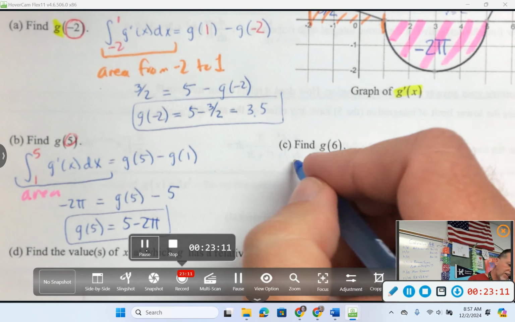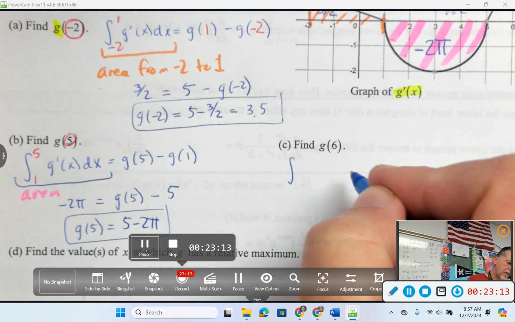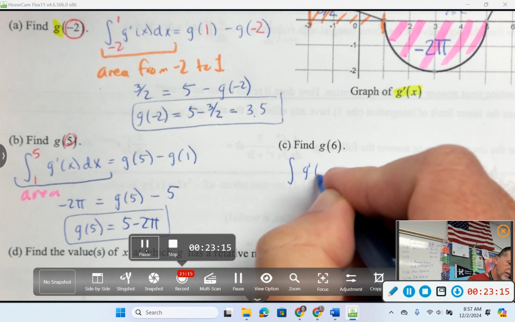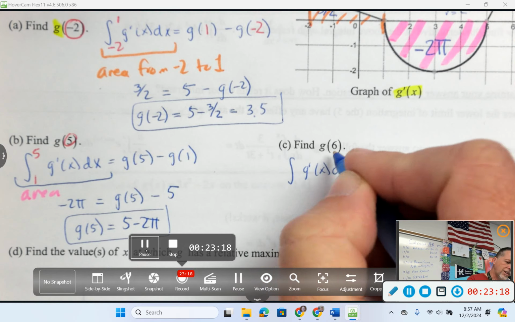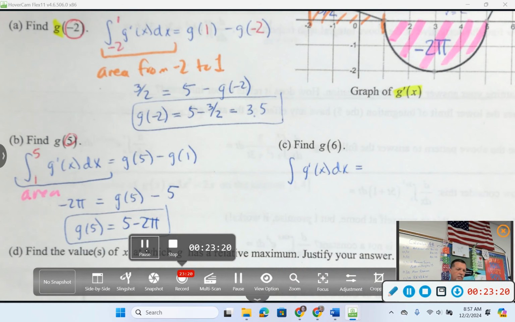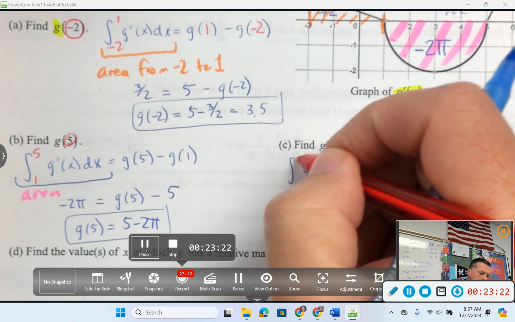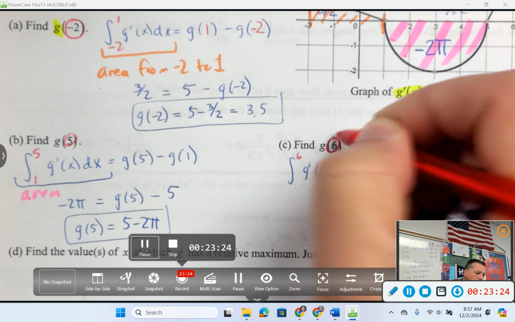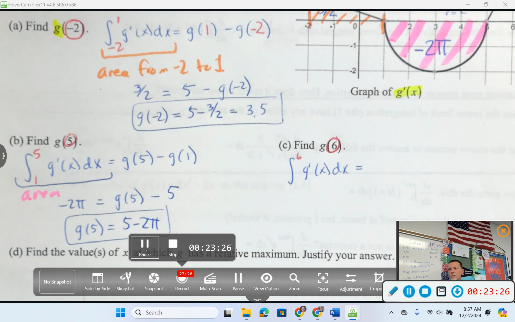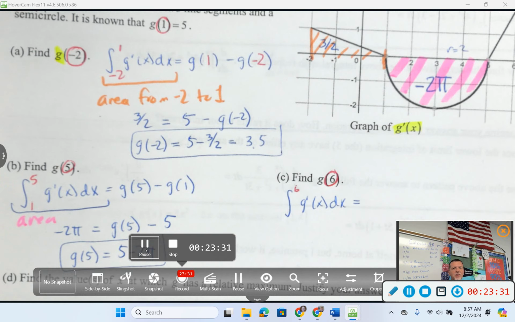G of 6. What limits would you like to use to find G of 6? Obviously 6 needs to be one of them. What do you want the lower limit to be? You kind of have options here.